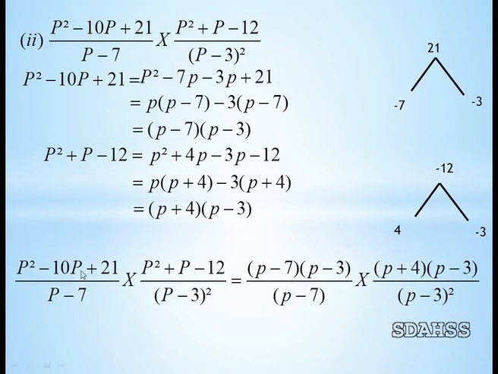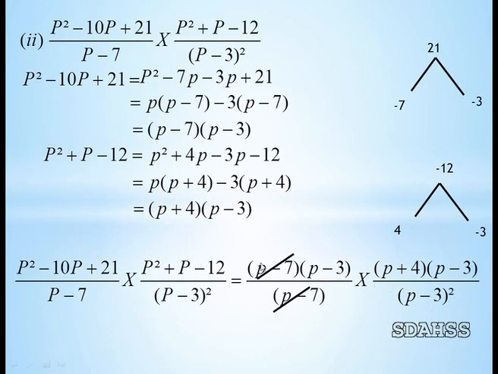Now p square minus 10p plus 21 divided by p minus 7, into p square plus p minus 12 divided by p minus 3 whole square, is equal to, instead of p square minus 10p plus 21, you can write p minus 7 into p minus 3. Keep the denominator as it is, p minus 7, into, instead of p square plus p minus 12, you can write p plus 4 into p minus 3. Keep the denominator as it is, p minus 3 whole square.